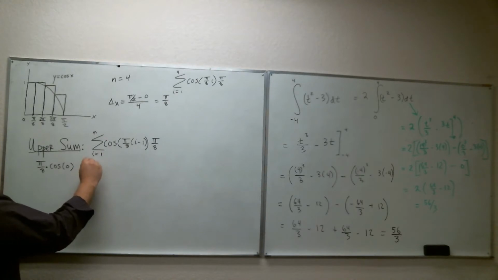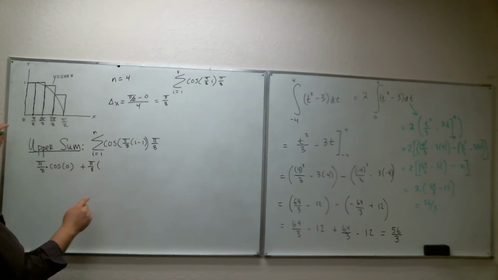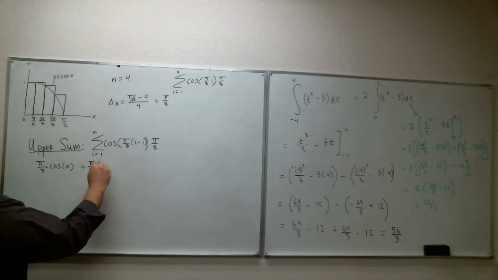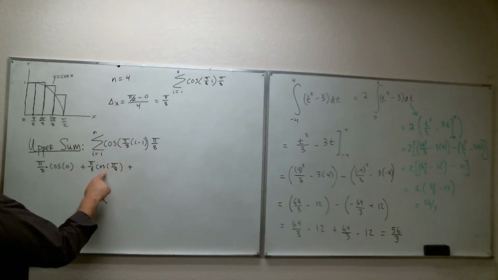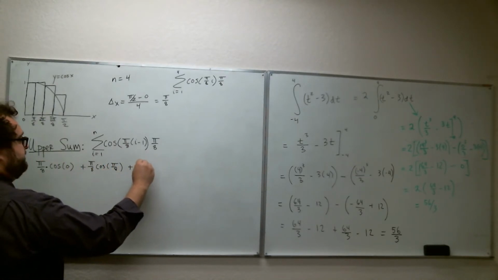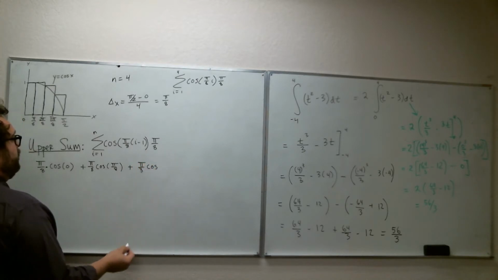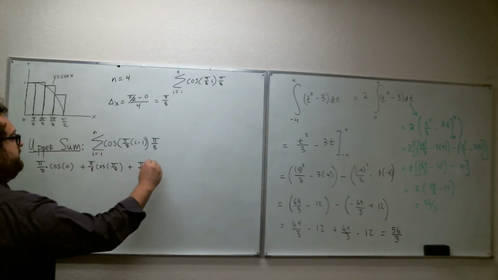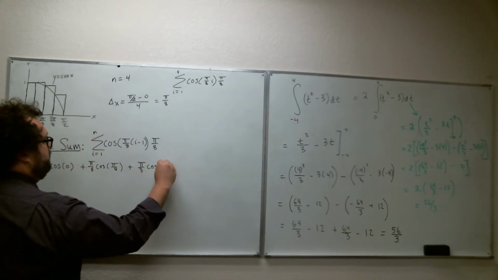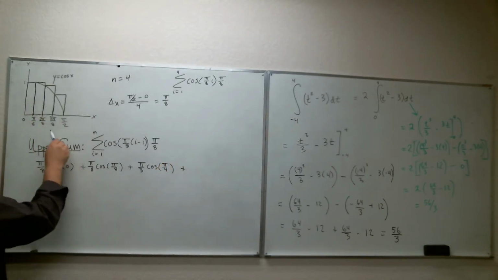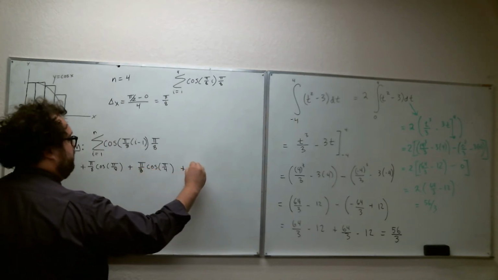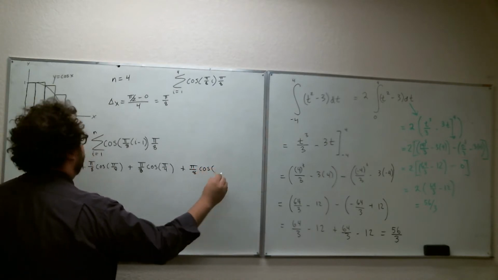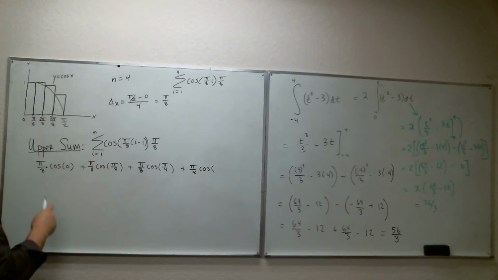Now the area of the second rectangle is, again, the width, pi over 8, times the height of that second rectangle. The height was given by cosine of pi over 8. That's the area of the second rectangle. Plus the width of the third rectangle. Every width is the same. Cosine, what's the next endpoint? It's 2 pi over 8, otherwise known as pi over 4. And the fourth rectangle, the width is pi over 8 times cosine. Now, what is the last endpoint? The left-hand endpoint is 3 pi over 8.